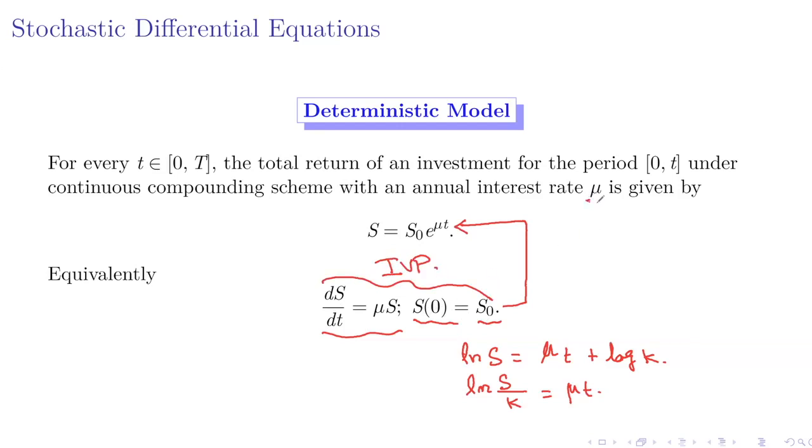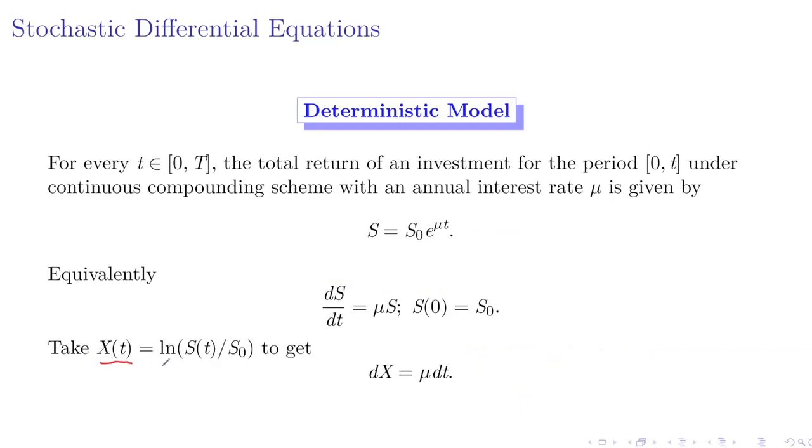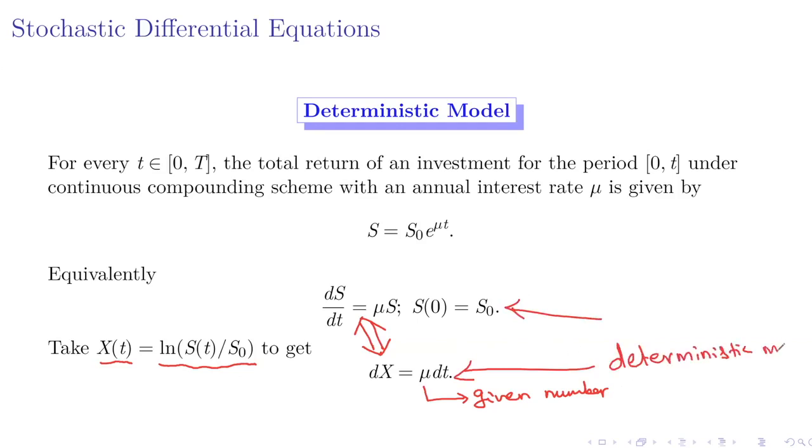So if we know the number mu, we know how to obtain the total return in a continuous compounding scheme. Further, if you assume x of t is equal to log of S of t divided by S naught, then this can also be written as dx equal to mu into dt, where mu is a given number. More importantly, it is known to us and it is fixed. So this model, either this or this with the initial condition, is called the deterministic model. Why deterministic? Because there is no randomness involved in it, mainly because this mu is fixed and known to us, and this x is also called the log return for the period 0 to small t.